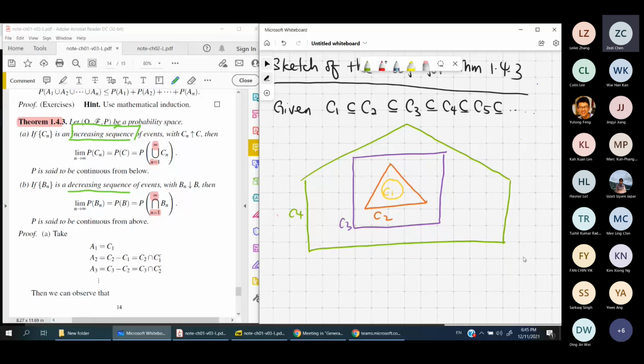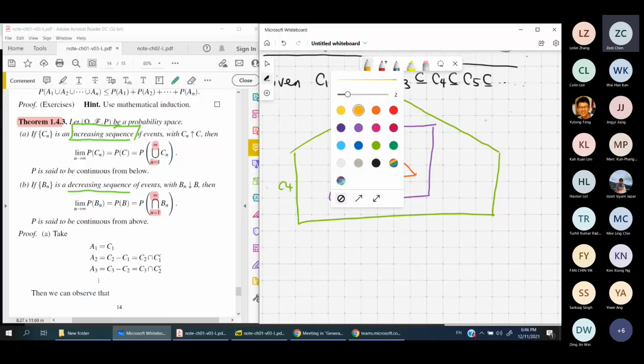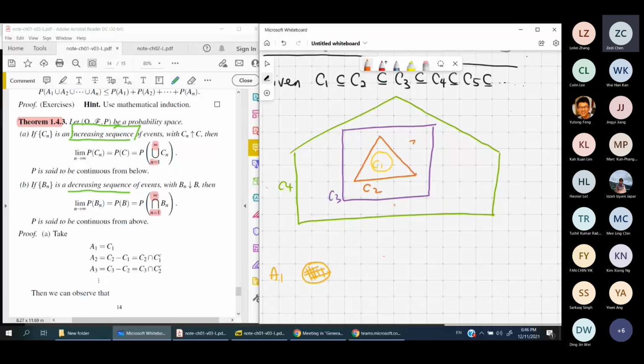All right. So just imagine we have a picture of that. So what is our A1? A1 is C1, so you can see our A1 will be the same. In fact, A1 is just our C1. A2 is C2, but excluding C1. So then what color is that? This one? I think so. Okay. So what is our A2? A2 is C2, but excluding C1.